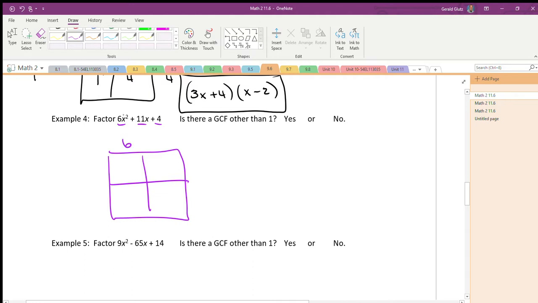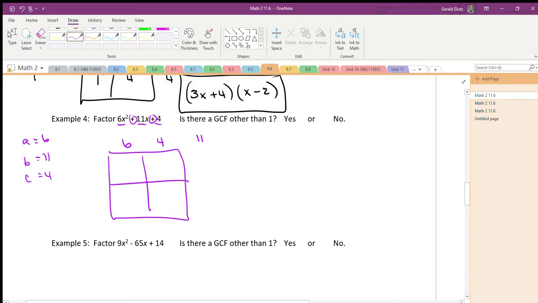So A is 6, C is 4, B is 11. Sometimes it'll help to write it out like this too. So B is 11, C is 4. So we got all pluses, so that means all the numbers are going to be positive.